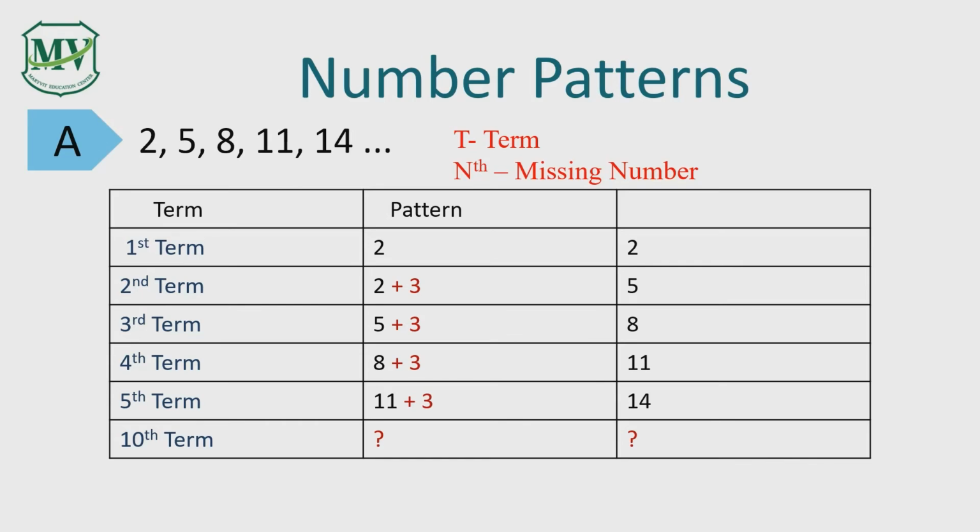Next, our third term is 8. 5 going to 8, we add another 3. Next, our fourth term is 11. 8 going to 11, we add 3. Next, our fifth term, which is 14. 11 going to 14, we add another 3. Now, we are looking for the 10th term.